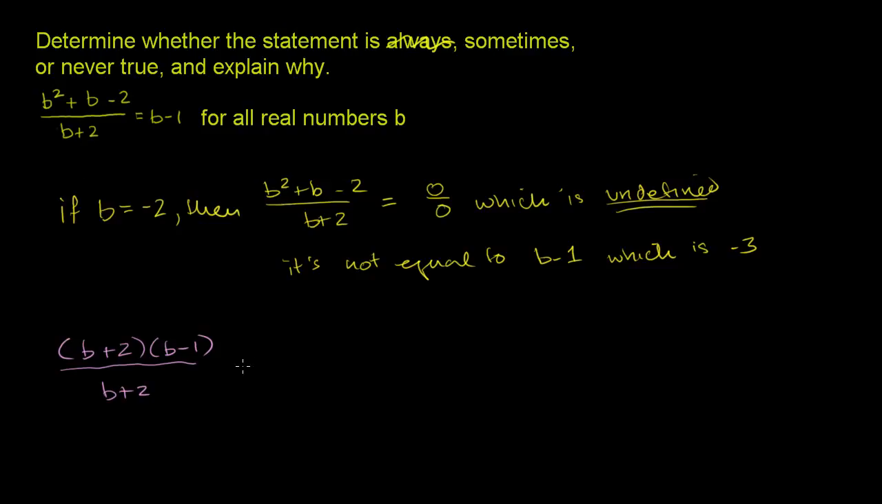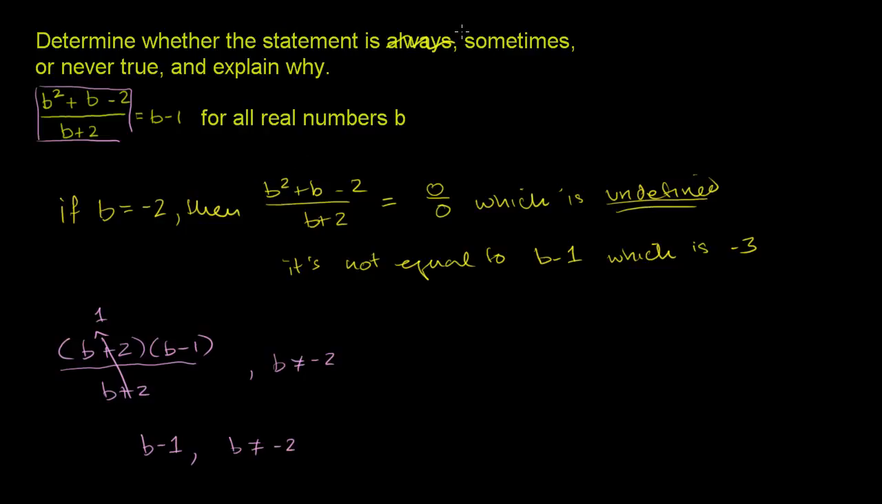Now, if we assume that b is not equal to negative 2, then b plus 2 divided by b plus 2 is well defined. It is 1. And as long as it's not 0 over 0, it will be 1. And so this expression is the same thing as b minus 1 if we assume that b is not equal to negative 2. So if you assume that b is not equal to negative 2, this thing over here does indeed equal b minus 1. So it is true for all of the other real numbers except for negative 2.